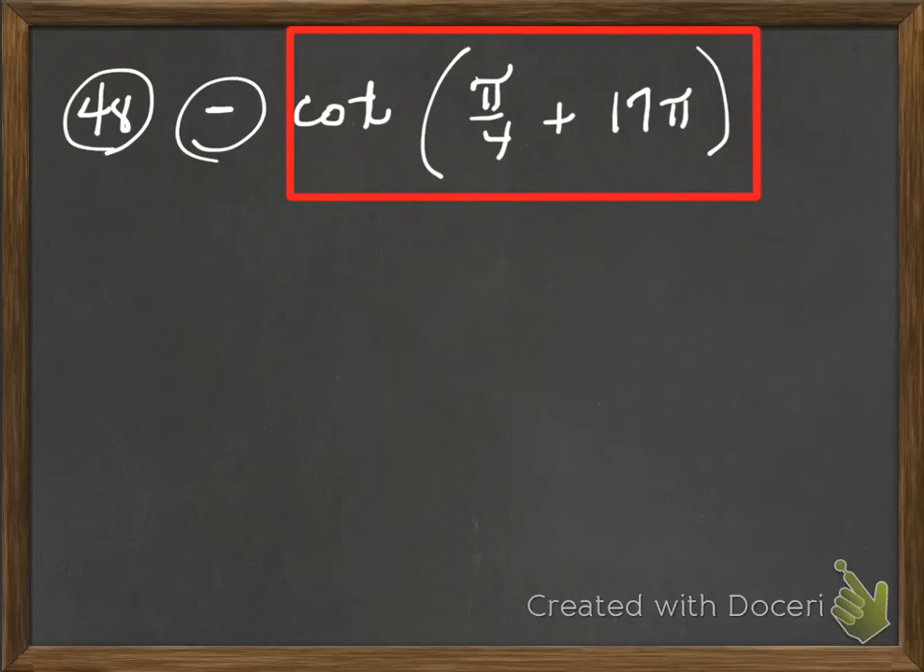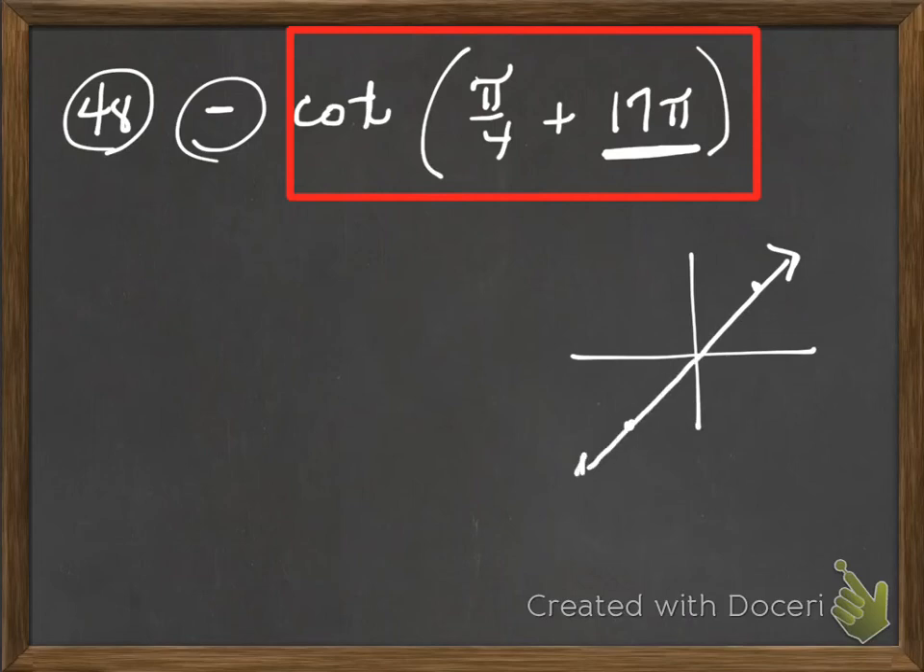So think unit circle, find pi over 4. Pi over 4 is going to be right here. If we add 17 pi, if we add an odd pi, we can do the rotation here several times, but if we add an odd pi, it's going to put us in the opposite quadrant. If we add an even pi, it's going to put us in the same exact spot. So if we add 7 pi, we're actually going to end up over here.